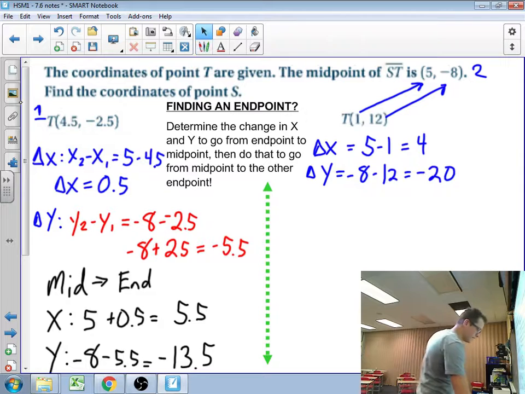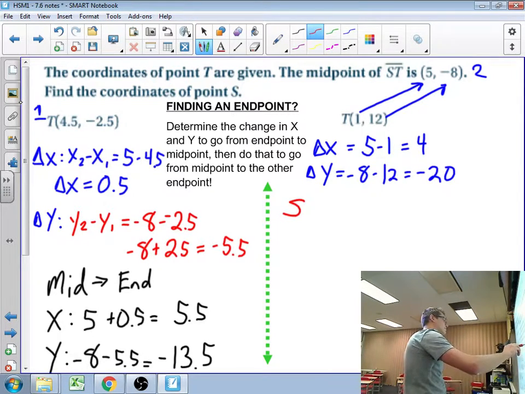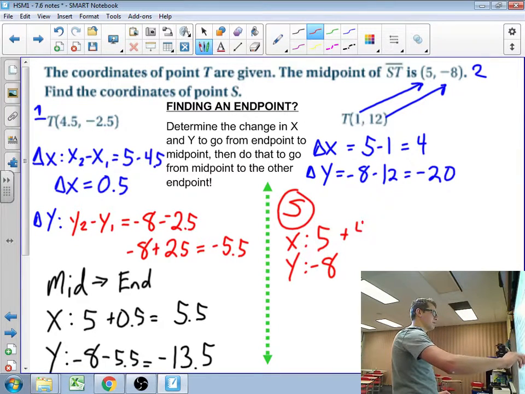So now to find my point S, I take the x and the y of the midpoint and apply the change. My x was 5, my y was negative 8, my change in x is going to be 4, and my change in y is going to be negative 20.